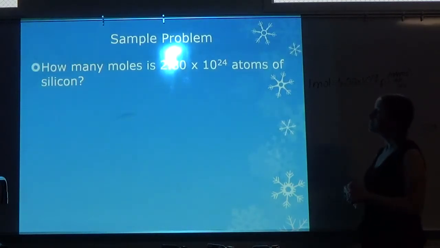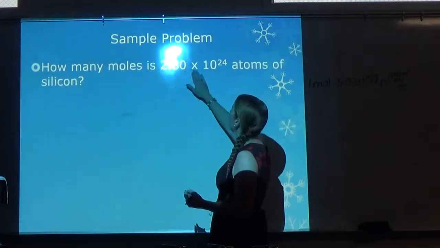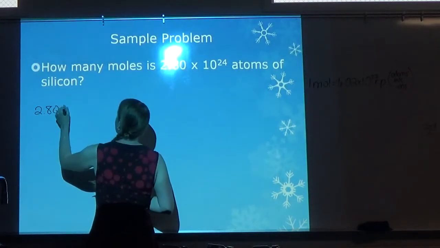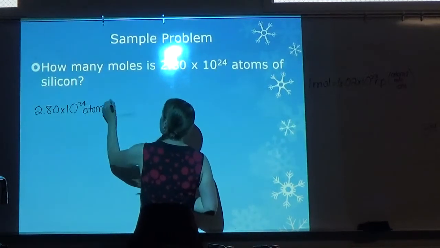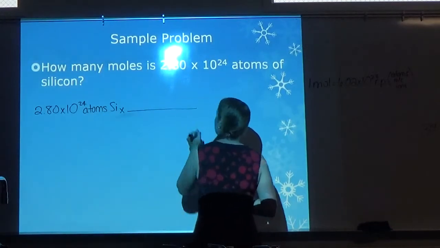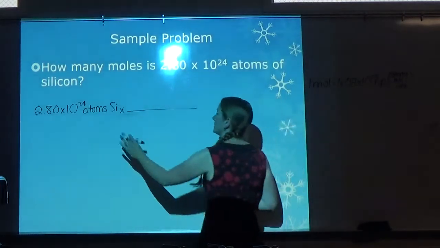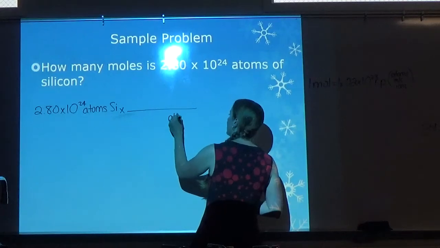So it says, how many moles is 2.8 times 10 to the 24 atoms of silicon? All right, so as always, we start with what we're given. So we have 2.8 times 10 to the 24 atoms of silicon. And then we just follow our golden rule like we've been doing all year. My golden rule says if I have atoms of Si on top, I need atoms of Si on bottom.